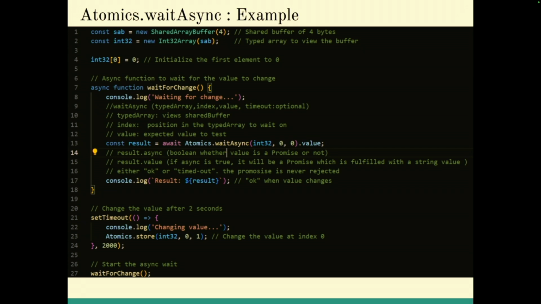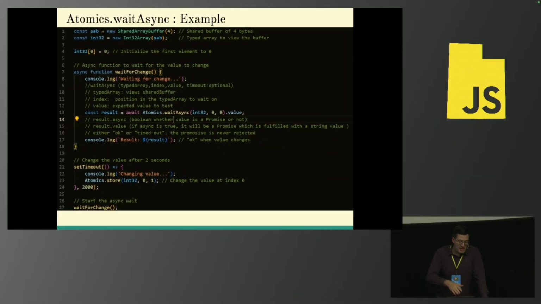So in our case, it is true. Then result.value, if that's true, is going to have the promise, which is fulfilled with a string value. In our case, that's either going to be "ok" or "timed-out". The promise will never be rejected. So in our case, we go through here, in 2 seconds we're going to wait for that change, and when we see it, it would return "ok" with the waitAsync there.